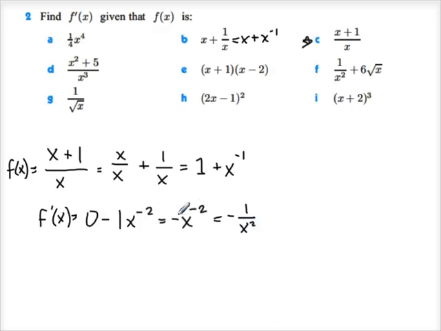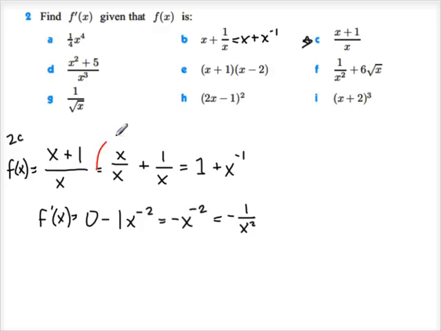So either one of these, the negative x to the negative 2 or negative 1 over x squared, either one of them qualifies as your derivative for f of x. So that was 2c. Not so bad. The process that was most important to this was right here. I'm going to circle this in red.